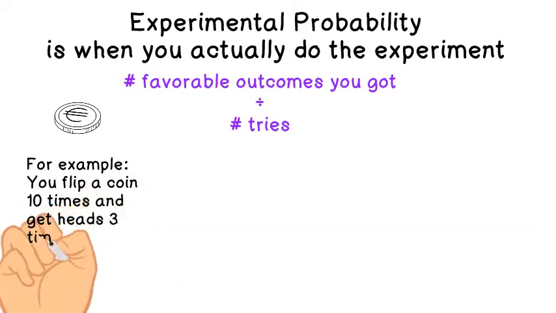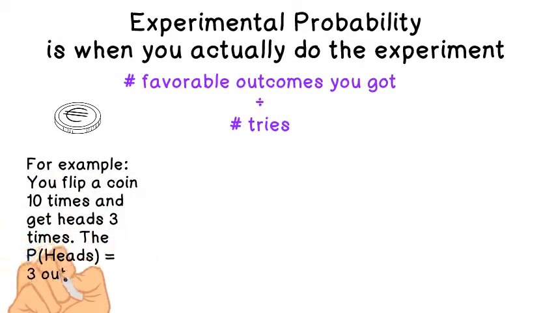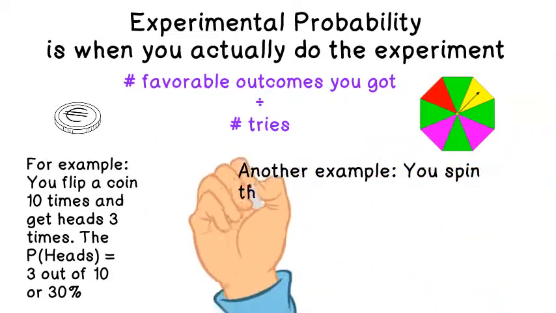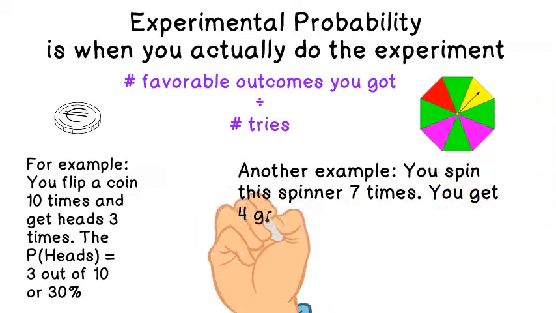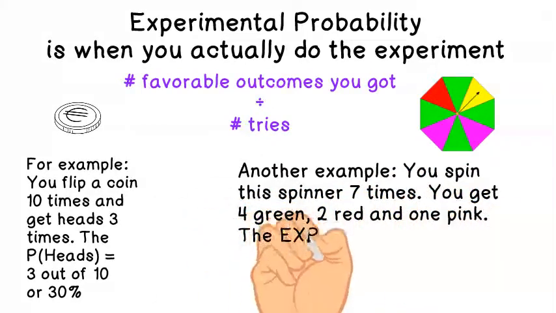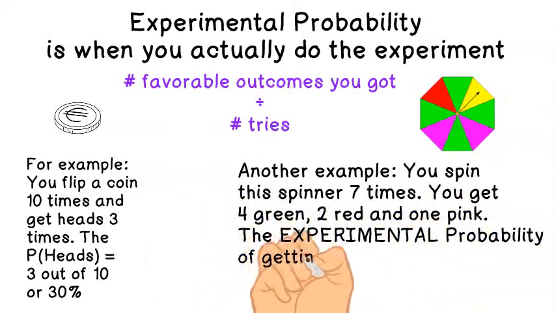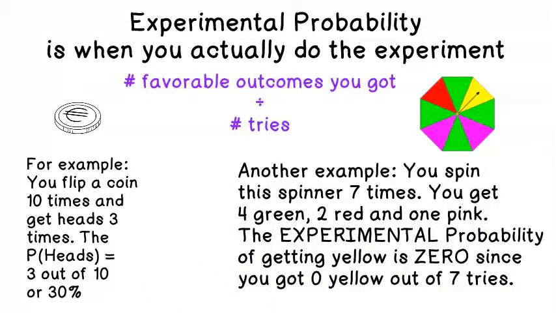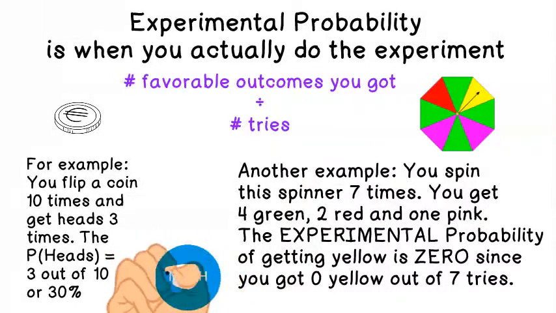For example, if you flip a coin 10 times and get heads 3 times, the experimental probability of getting heads is 3 out of 10, or 30%. Another example is you spin the spinner 7 times. You get 4 green, 2 red, and 1 pink. The experimental probability of getting yellow is 0, since you got 0 yellows out of the 7 tries. Remember, tries is just how many times you did the experiment.